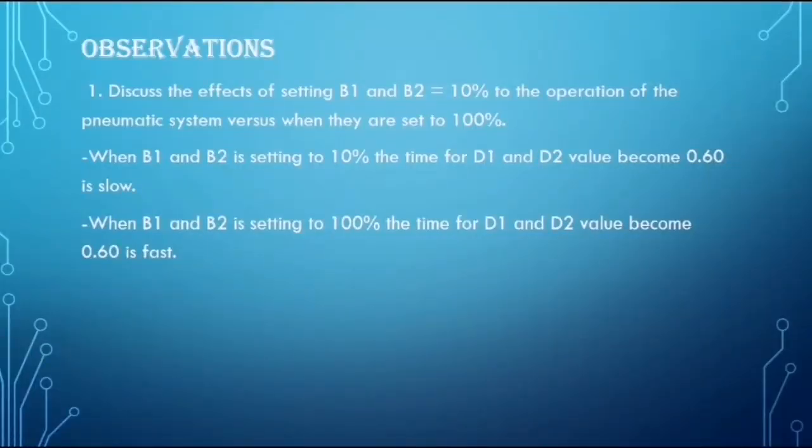Okay, for the observation, discuss the effects of setting B1 and B2 to 10% on the operation of the pneumatic system versus when they are set to 100%. When B1 and B2 are set to 10%, the time for D1 and D2 value to become 0.60 is slow. When B1 and B2 are set to 100%, the time for D1 and D2 value to become 0.60 is fast.